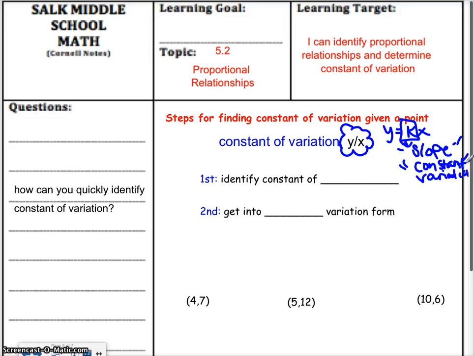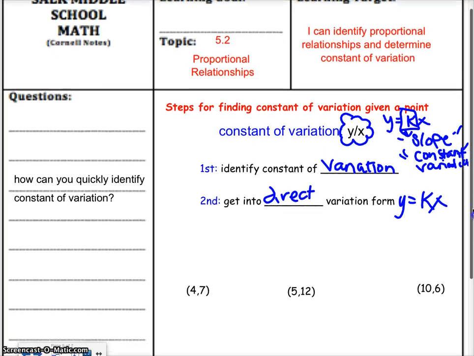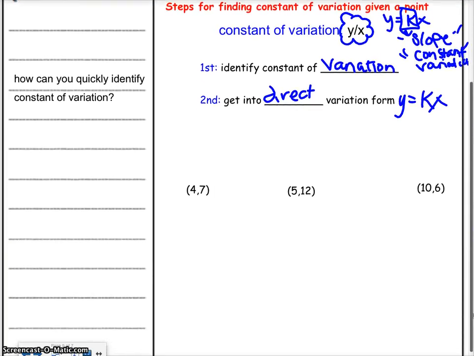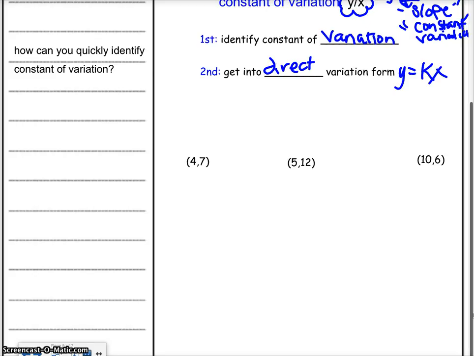So here's what you're going to do. Identify the constant of variation first, and get into direct variation form. I'm going to show you two ways to do this. Two ways. And you're going to tell me which way you like better. I'm going to do normal algebra. Some of you are algebra lovers. You could do algebra all day long. Okay? This is what I know. Don't write this down. I want to show you both ways and you choose your favorite.